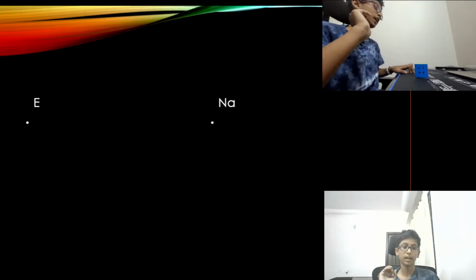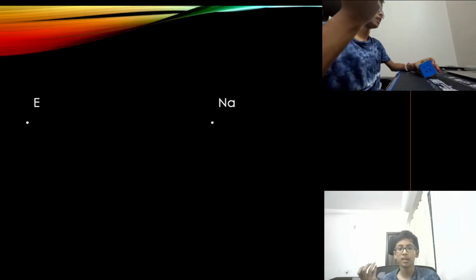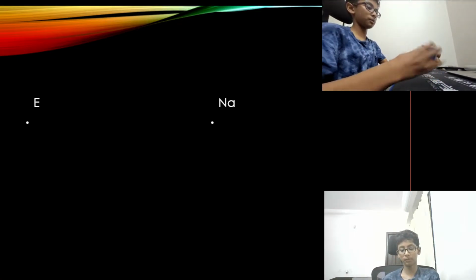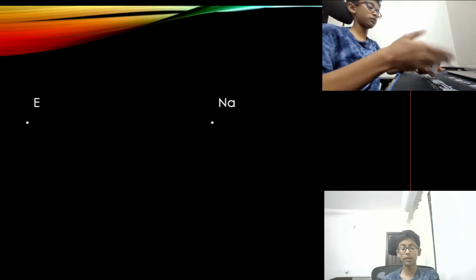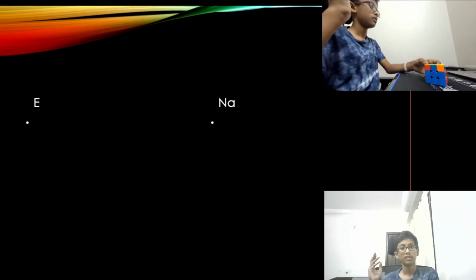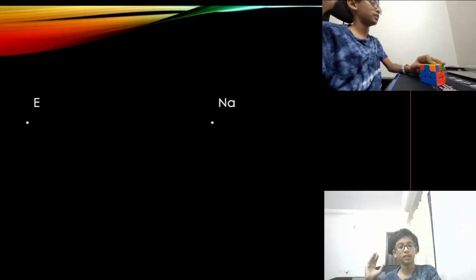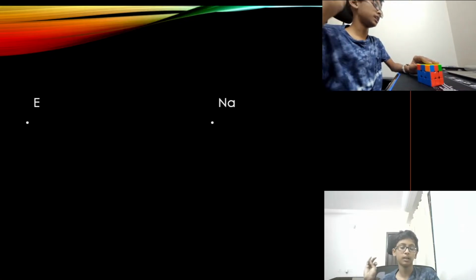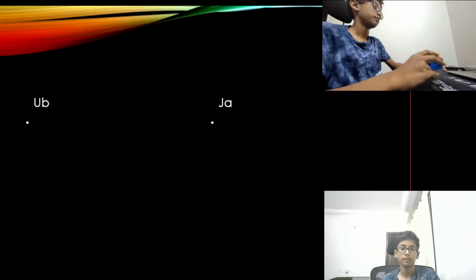E perm and Na perm. I think it's obviously Na perm because E perm is very long. It's kind of easy to learn, but the fact that it's very long and very inefficient makes Na win. So next one, Ub and Ja.